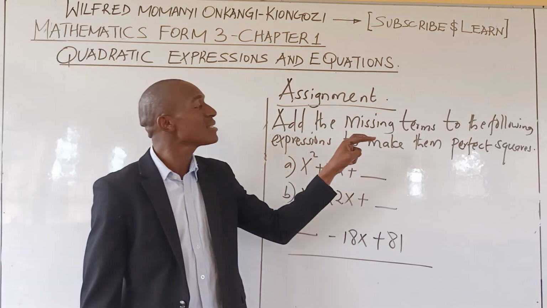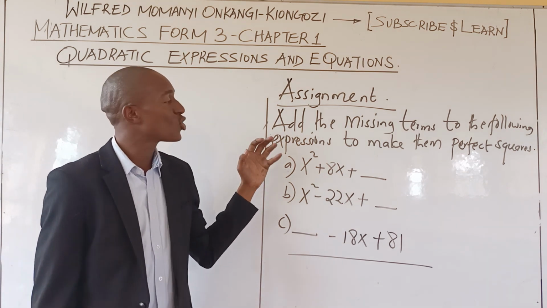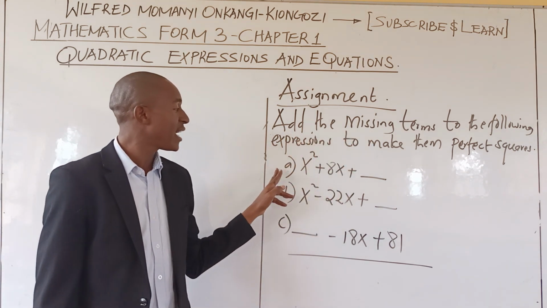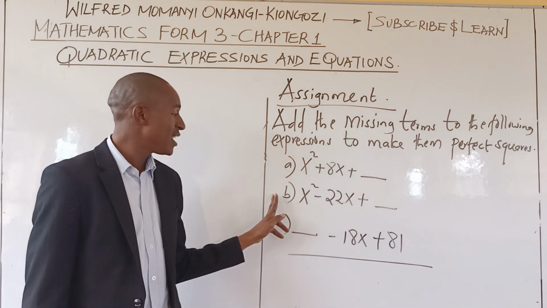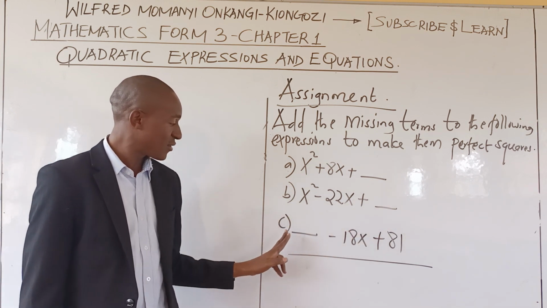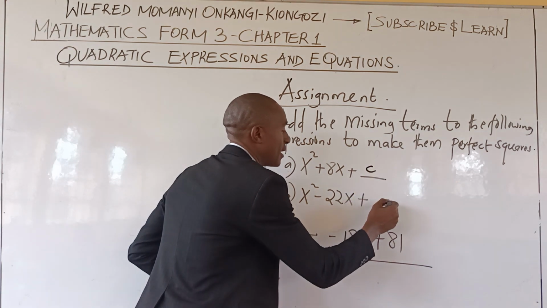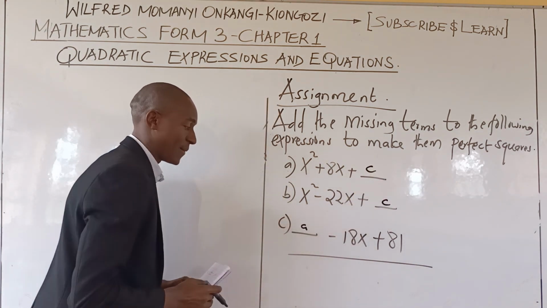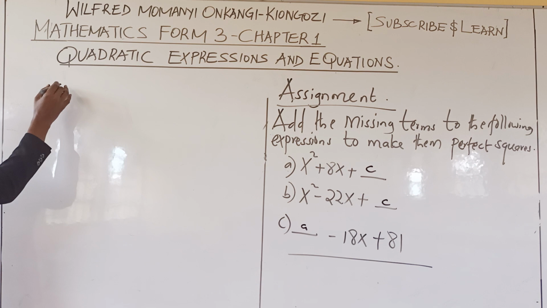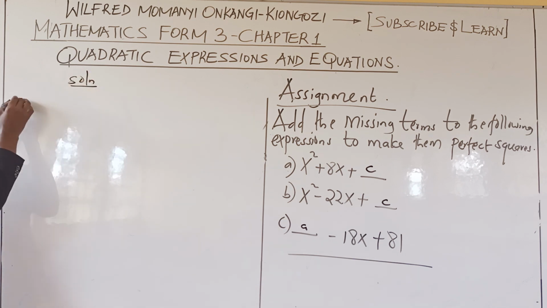Add the missing terms to the following expressions to make them perfect squares. For A, we are missing C. For B, we are missing C also. For C, we are missing A. It's good we write those letters there. C is missing, and A is missing. Let us solve them together. A. Solution. We start with A.